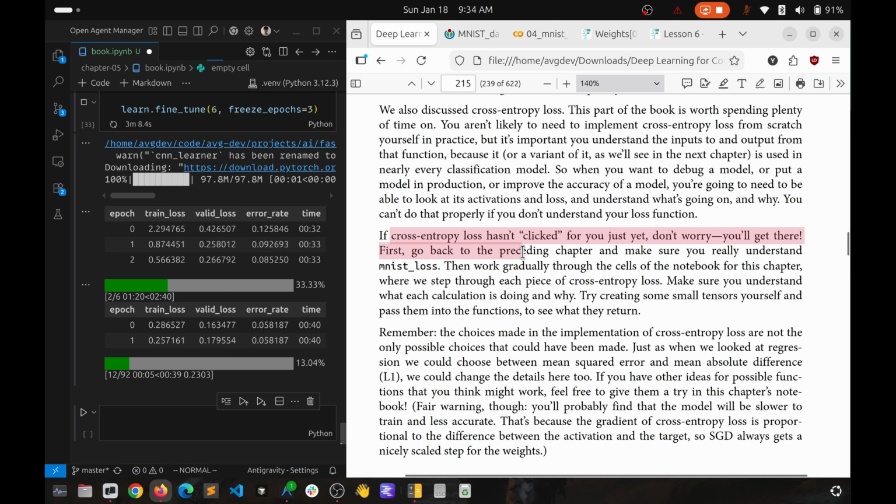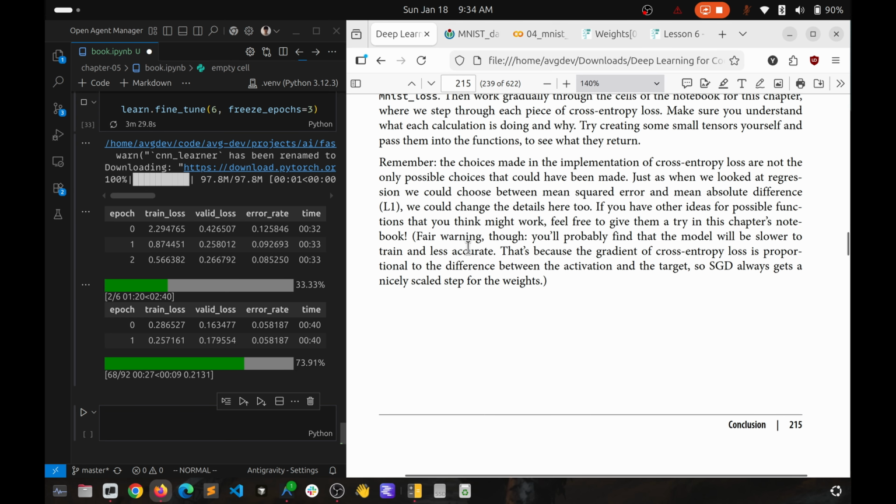First, go back to the preceding chapter and make sure you really understand MNIST loss. Then work gradually through the cells of the notebook for this chapter, where we step through each piece of cross-entropy loss. Make sure you understand what each calculation is doing and why. Try creating some small tensors yourself and pass them into the functions to see what they return.